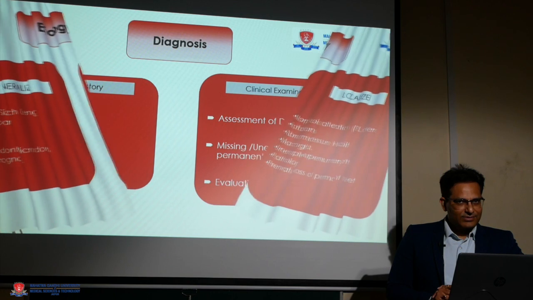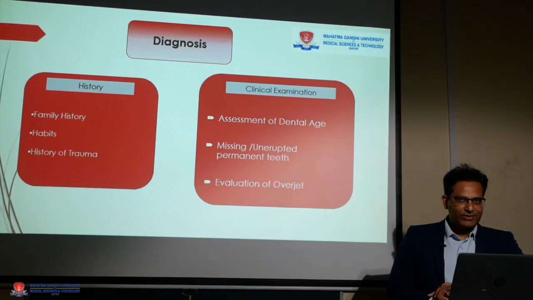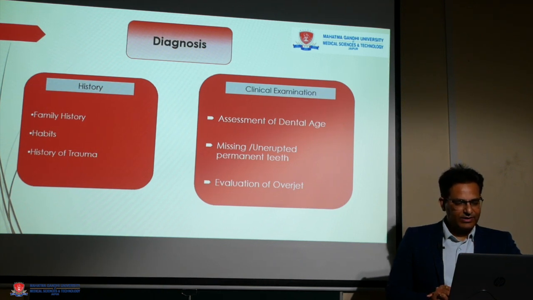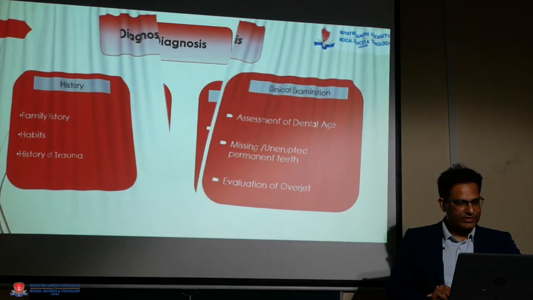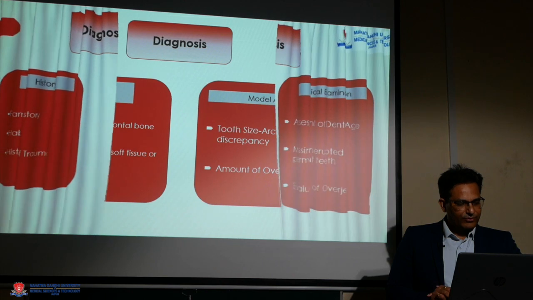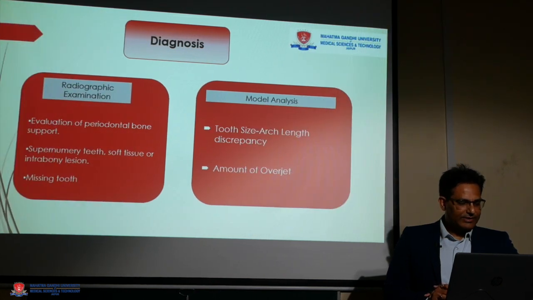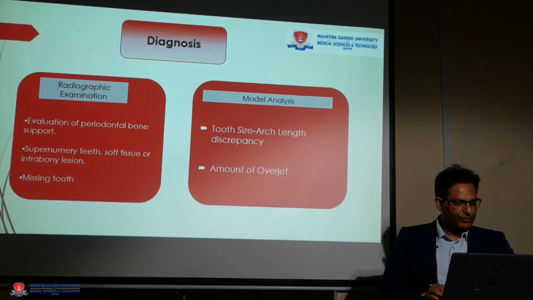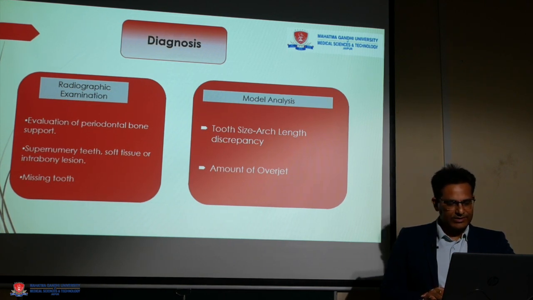So diagnosis involves taking a complete history, doing a proper clinical examination, assessment of dental age, examining for missing or unerupted permanent teeth, and evaluation of overjet. Radiographic examination helps us to evaluate the periodontal bone support, whether there are any supernumerary teeth present or not, soft tissue or intrabony lesions, or any missing teeth. Model analysis helps us to calculate the tooth size arch length discrepancy and the amount of overjet, creating the situation.